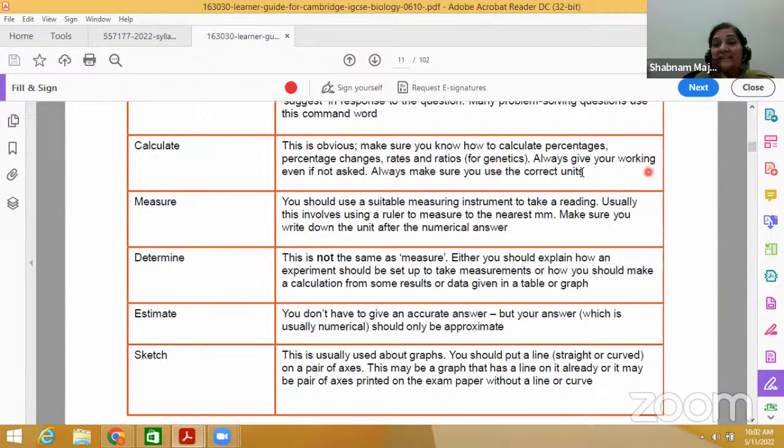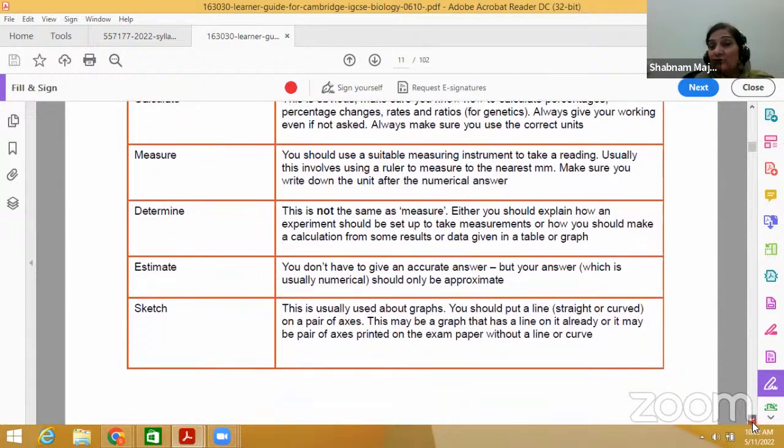Always give your working even if not asked. Always make sure you use the correct units. That's very important. Correct units are very important. You should see length in millimeter, micrometer. In O levels there is no concept of micrometer, but in IGCSE, for magnification, you can convert millimeter into micrometer by multiplying with 1000, or if going back, divide by 1000. Even in the potato tubers case, in O levels also, mostly we take millimeter. So how to convert centimeter into millimeter, or millimeter back into centimeter.